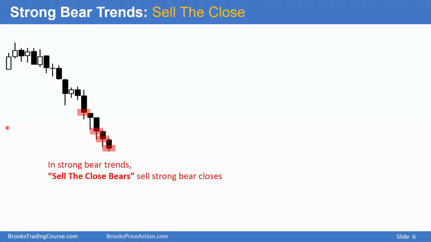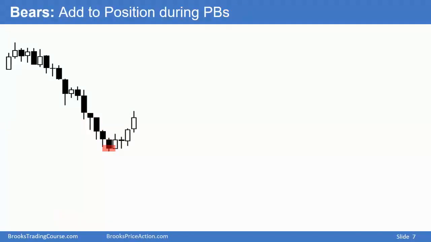Bears are selling closes, and a lot of bears will keep doing it until they believe it's no longer a sell the close bear trend. High probability that the market will go lower, at least lower enough to make a profit, a small profit. At some point, you're going to get a reversal. At some point, you'll have enough bears taking profits, and the market will start to go up.